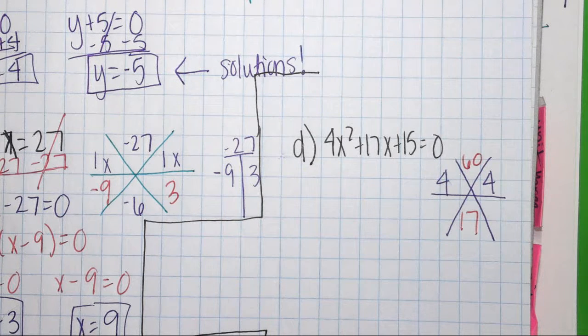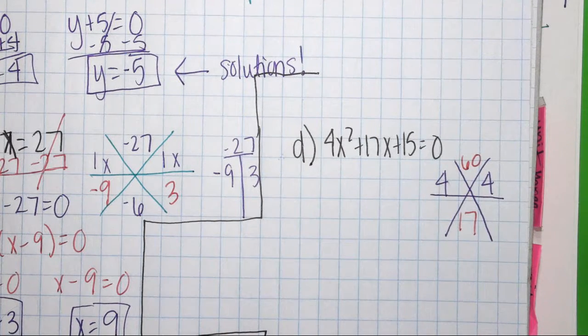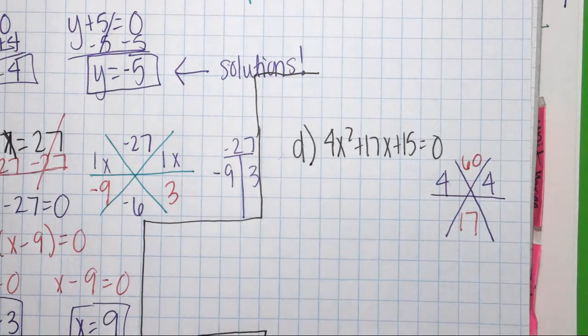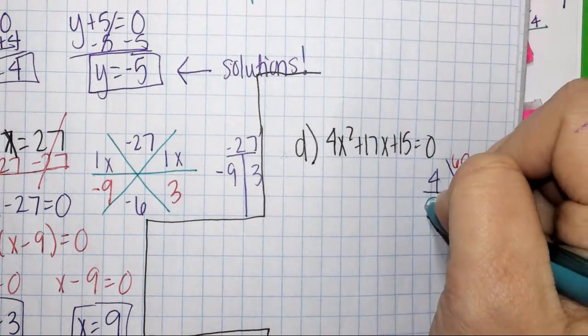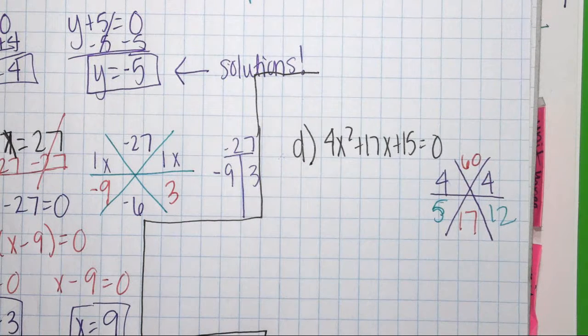No, because we don't need negatives. We don't need negatives, guys. We can't have negatives. But Damien said it. What is it? 5 and 12. Because 5 plus 12 is 17, and 5 times 12 is 60.